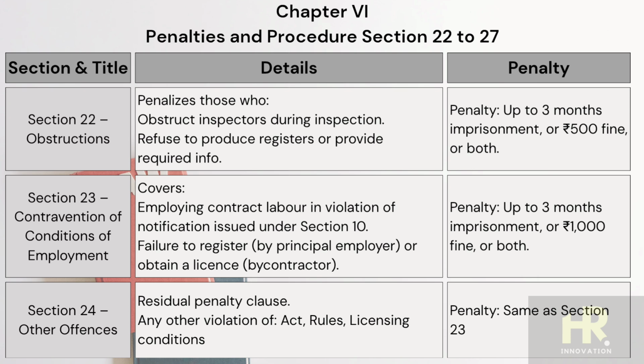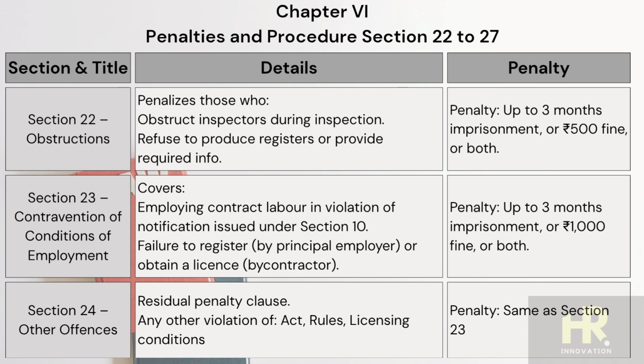Section 24 Other offences. This is a residual section. If any other provision of the Act, rules, or licensing terms is violated, this section applies. Example: not maintaining registers, not following welfare rules, etc. Penalty, same as Section 23, up to 3 months imprisonment or 1000 rupees fine, or both.